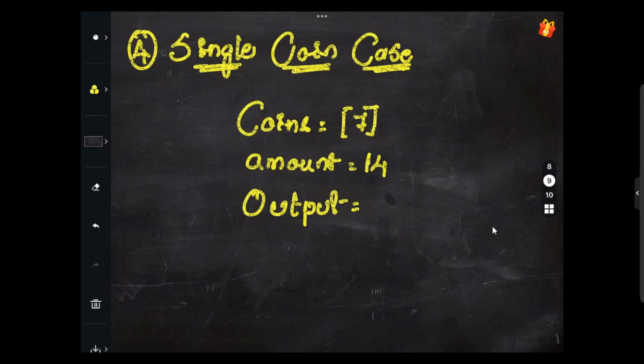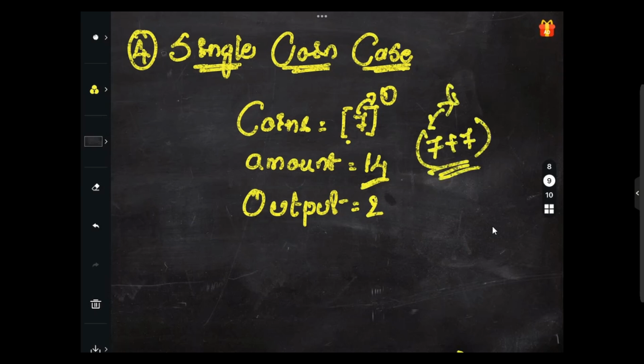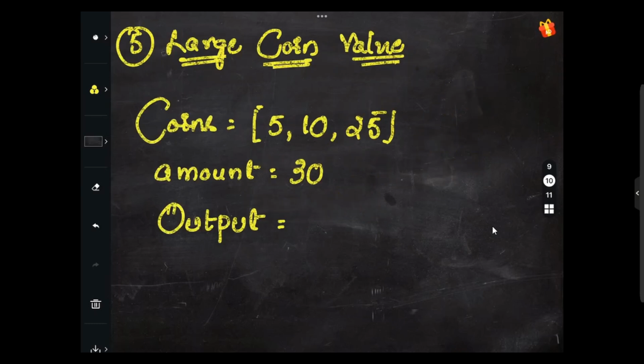The fourth edge case that we need to consider here is single coin case. Means only one coin is there, that is nothing but 7, and amount we have is 14 here. Output will be 2. Why? 7 plus 7, right? The combination. So this is 1 and this is 2. You can visualize, or you can just try it out in the same way that I showed for example 1 in the approach, right?